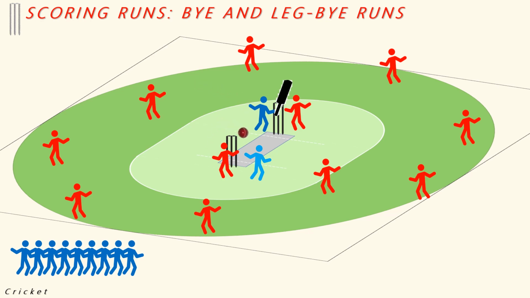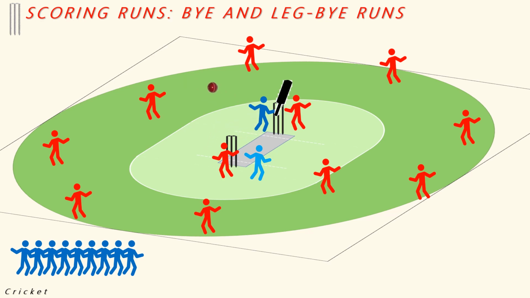Similarly, runs scored when the ball is neither hit by the bat nor by the batsman's body are called byes. For example, when the wicketkeeper is unable to capture the ball, which was missed by the batsman, and the batsman successfully runs across the pitch, then the run scored in this manner is called a bye.